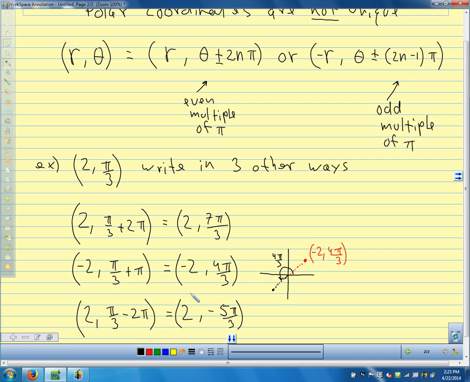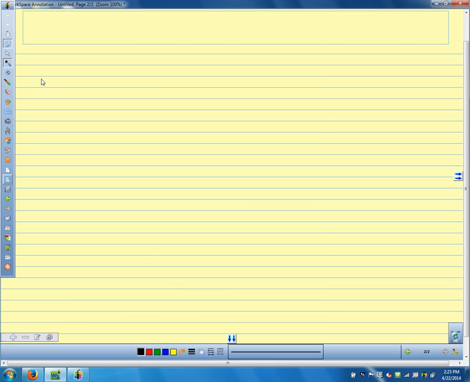Now that we know a little bit about polar coordinates, we want to be able to convert. How do we convert from polar coordinates to rectangular coordinates, x and y, and back? So this is going to take us back to what we did with trigonometry and the unit circle. So, coordinate conversion.